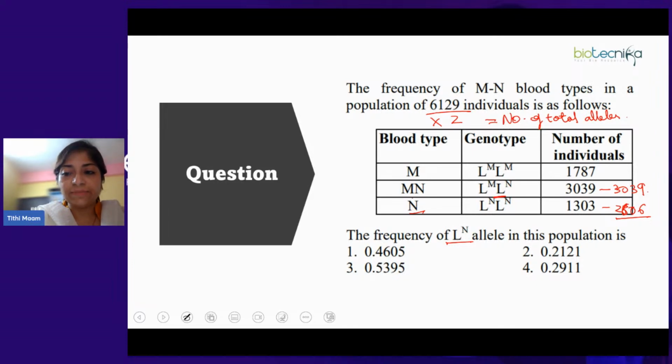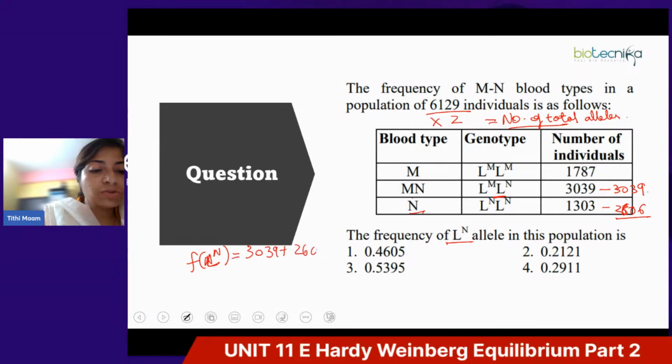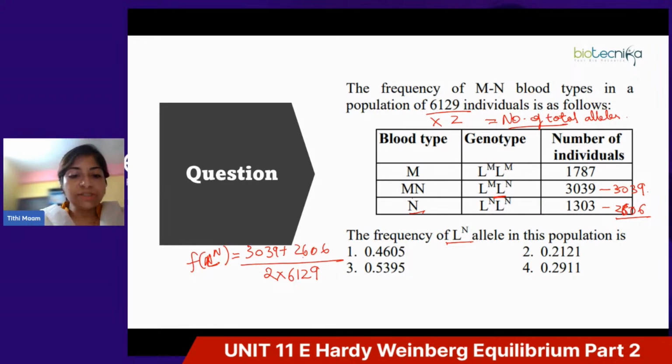And that will be divided by the total number of alleles in the population, which will be twice the population size. So the frequency of LN will be 3039 plus 2606 divided by 2 times 6129. This calculation you all can do, because you need the practice of this kind of calculation also. Do it and tell me what answer you are getting. Yes, Ashu, absolutely correct. All of you should get option one.